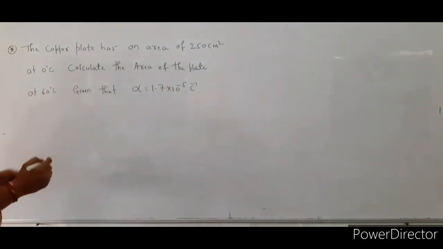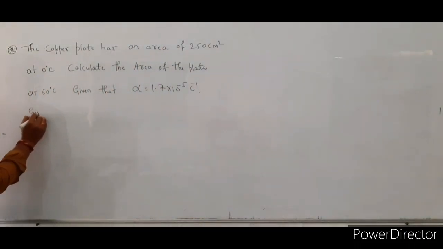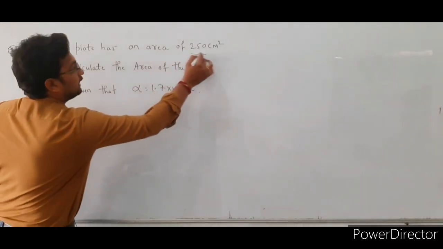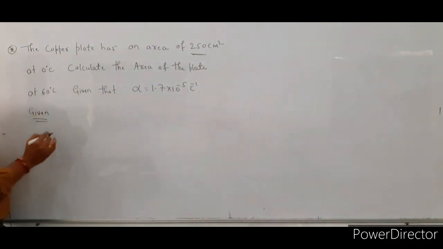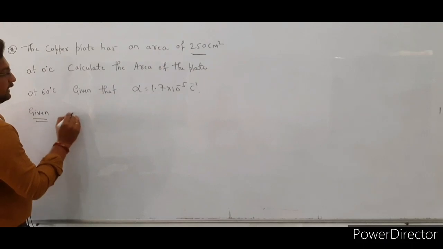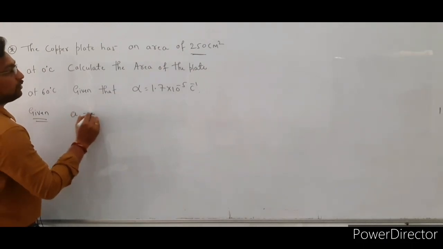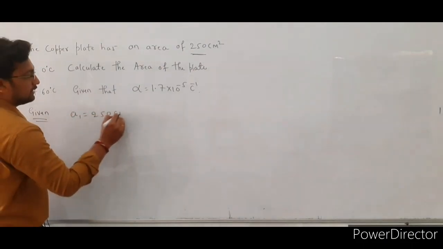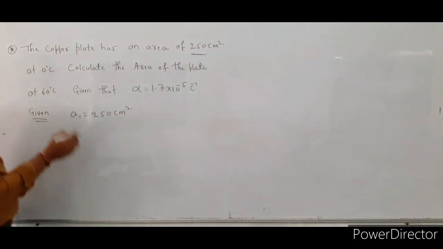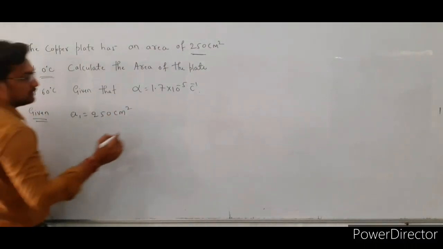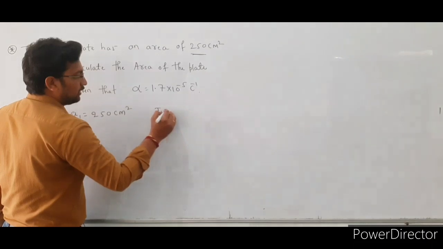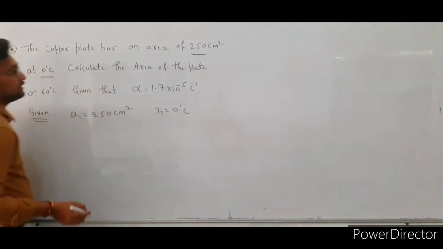So first write in the given terms here. So what are the given terms? The first one, the copper plate has an area that is 250 centimeters square, that is area A1 is equal to 250 centimeters square at the temperature of 0 degrees Celsius. So that means T1 is equal to 0 degrees Celsius.